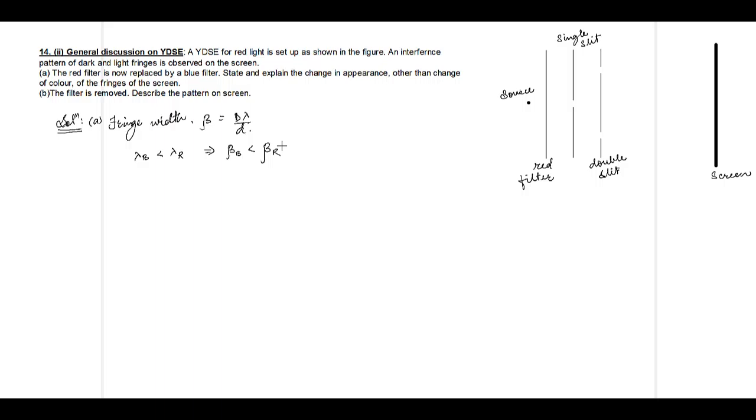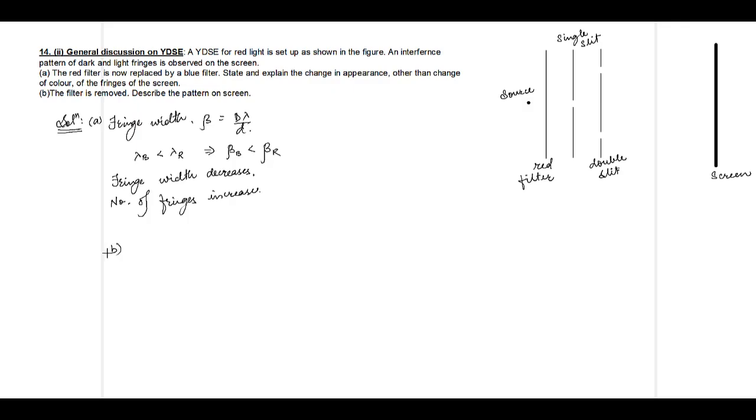That is one thing. And also, since the wavelength is changing, the order of maxima or minima that we can observe on the screen will also change. Since wavelength is decreasing, the number of fringes or the highest order maxima will increase. So the effect is that the fringe width decreases and thus the number of fringes increases.